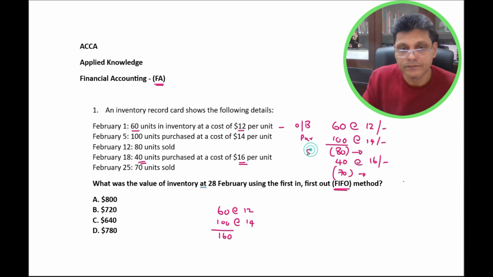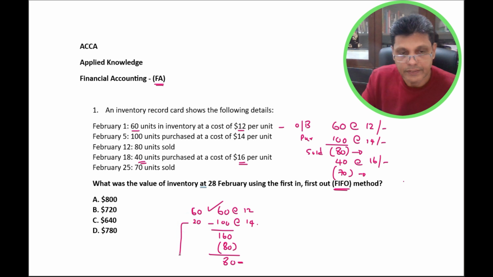Now from this 160, 80 units sold. Then the balance will be 80. Since we use the FIFO method, of this 80 sold, 60 will be issued from the first stock and the remaining 20 from the 100. So the available 80 is from these stocks, which is at the rate of 14.